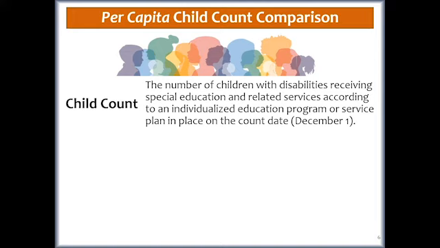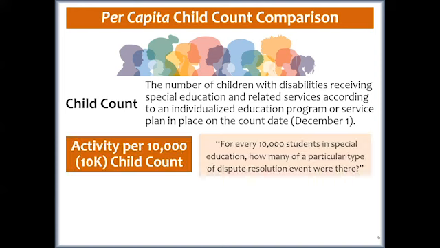To allow for easy comparison between states, users can examine dispute resolution rates on a per capita basis. To do this, CADRE incorporates the child count data for each state. Child count is the number of children with disabilities receiving special education and related services according to an individualized education program or service plan in place on the count date as reported by the state. CADRE combines the 618 dispute resolution data with the state's child count data, incorporating it into our multi-year database or longitudinal database, allowing us to examine trends over multiple years.